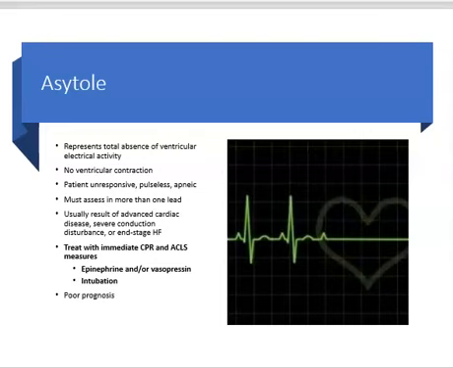You have to assess this in more than one lead, okay, and you have that capability when you have them on a monitor. This is usually the result of advanced cardiac disease, okay, conduction disturbances, or end-stage heart failure. Treat with immediate CPR and ACLS protocols, epi and vasopressin, intubation, but in asystole, it's a poor prognosis.